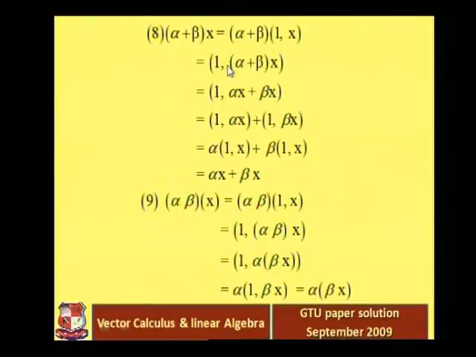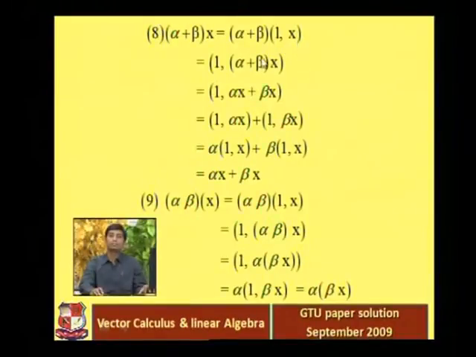Alpha plus beta into x, we want to prove that it equals alpha into x plus beta into x. So alpha plus beta into 1x, using the definition of scalar multiplication, is 1 into alpha plus beta into x, right? Now this is the distributive law for two scalars, for real numbers, that we already have. So 1 alpha x plus 1 beta x using the definition of addition, right? And 1 alpha x can be written as alpha into 1x, and 1 beta x can be written as beta into 1x. Okay, so alpha x plus beta x, right? So this condition is also satisfied.